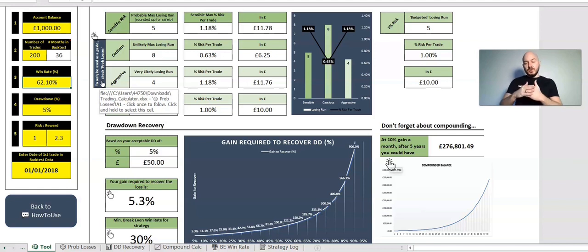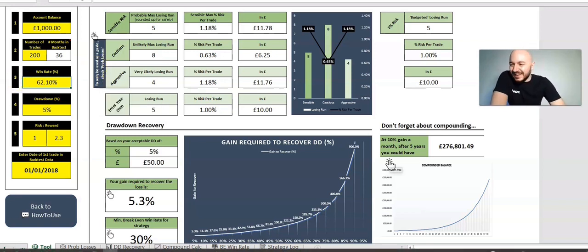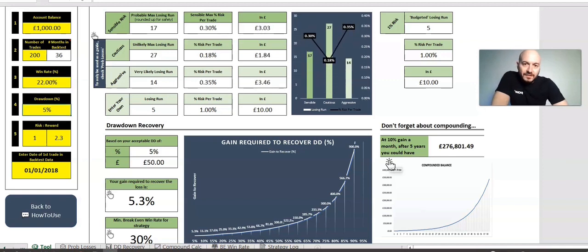Where this goes to the next level is we are planning for those losing runs that are probable or possible, to keep you within them 5% baskets of risk. So let me show you what I mean. Let's take the gold 15-minute strategy. Let's say the win rate on that's 22%. Let's say we've allocated a 5% basket to our risk because we're running one of 4, and we've set it at the max at 20.